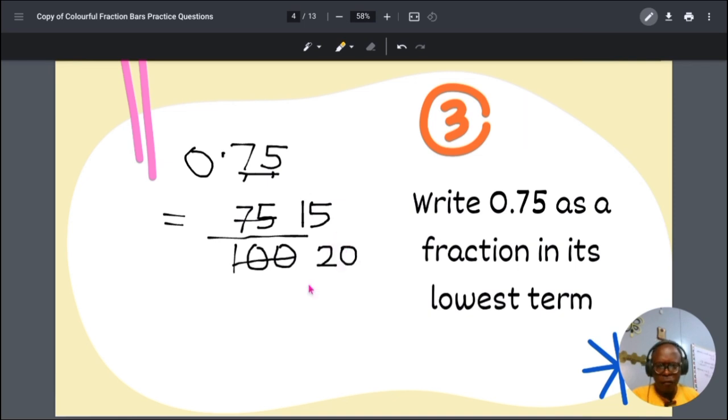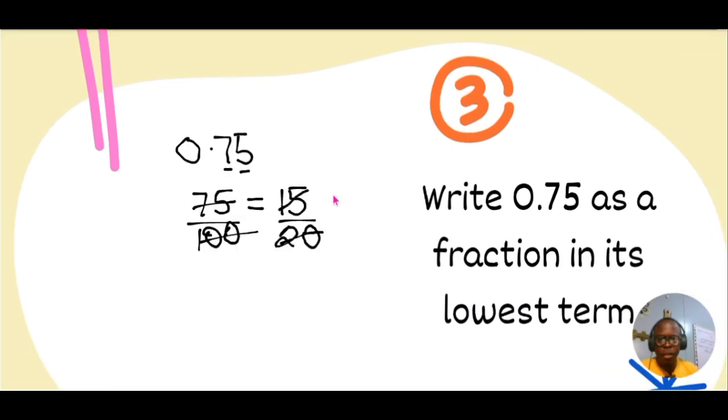20. Now looking at 15 and 20, reducing to the lowest term means you should reduce it to the extent that the fraction you get at the end cannot be divided by any factor anymore. So 5 in 15 will give us a 3, and 5 in 20 will give us a 4. So our final answer there is 3 over 4. Okay, so that's our final answer for that. So we are able to change this to a fraction in its lowest term.